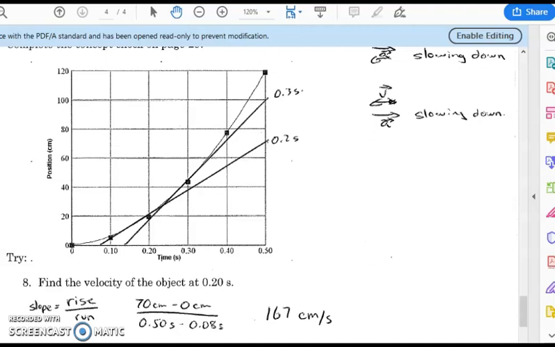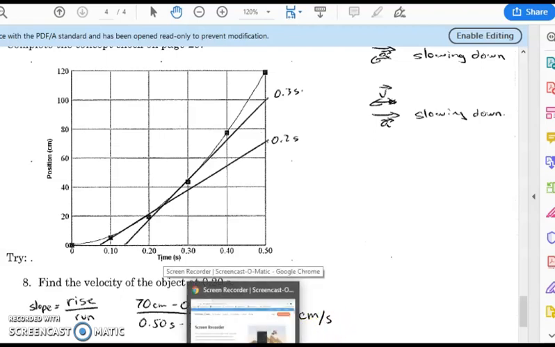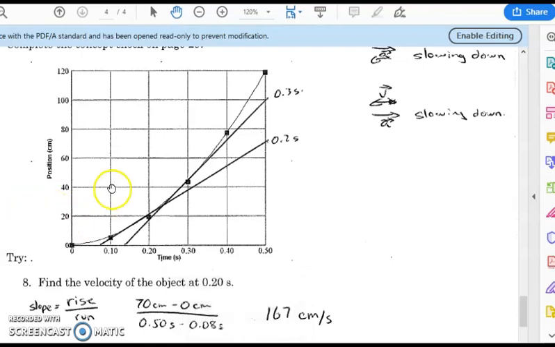Okay, so taking a look here, number 8. With number 8, the key thing here is you are taking this line that comes at 0.2 and you should find this time, and this is where you find the slope of this line. Now, in this particular case, given that centimeters per second, that's 167 centimeters per second.